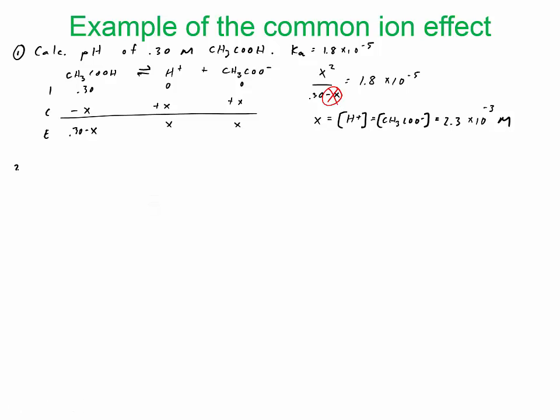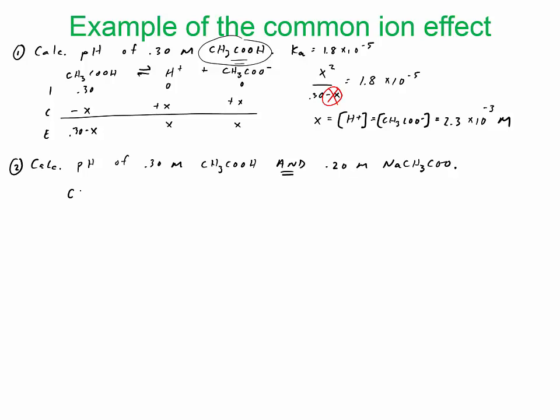Now we'll do the same problem, but we're going to add the salt form of this. So we're going to add the conjugate of this acid. Calculate the pH of a 0.30 molar solution of CH3COOH, acetic acid, and its salt, its conjugate, 0.2 molar NaCH3COO, sodium acetate. This time, if we work this problem out, we'll see a notable difference on our ice table.